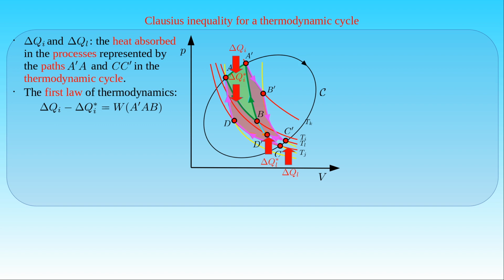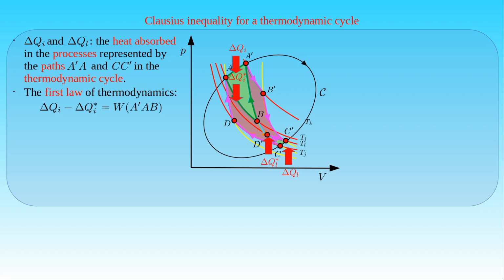The same equation can also be written for the cycle C', C, D' with the index L instead of the index I and with the work W' given by the green area of the plane figure C, C', D'. Although this area is small, the plane figure A', B has a considerable size. Then the work W done in the first mini-cycle, that is the difference between the heat delta Q star I and the heat delta Qi, is not negligible.